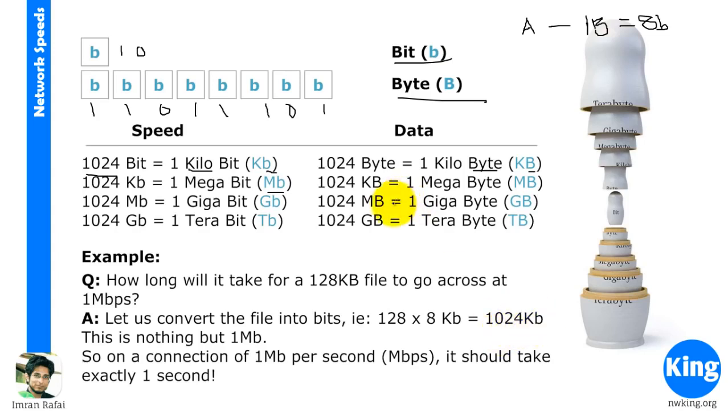So, 1024 kilobits. Where is that? It's here. 1024 kilobits is nothing but 1 megabit, right? 1 megabit. What's the speed? It says 1 megabit per second is the speed of our connection. So on a connection of 1 Mbps, this 1 megabit file will take exactly 1 second. So that's what speed is. So understand this, the difference between speed and data, the difference between bit and byte. If you can understand the difference between bit and byte, the whole process of understanding further videos is going to be very, very easy.